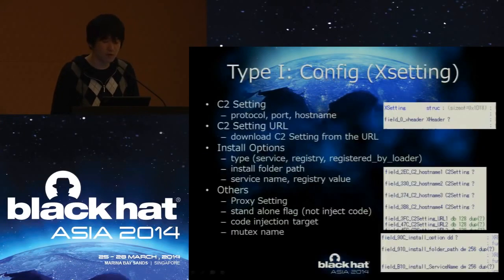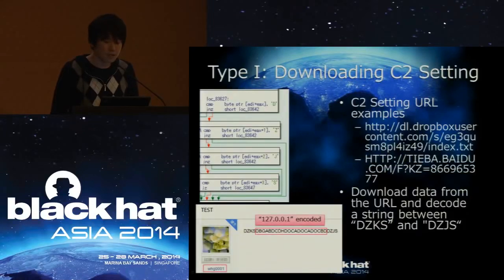The type 1 config includes C2 setting information and a C2 setting URL for downloading C2 information. It also includes install options like install folder path, service name, and other useful information, proxy, injection target, and things like that. Attackers use C2 setting URLs such as Dropbox and Baidu. Once PlugX infection is successful and the content with C2 information is downloaded from the URL, attackers can delete it. Later, malware analysts cannot get C2 information from the sample.